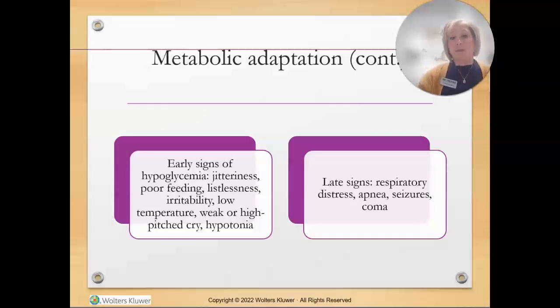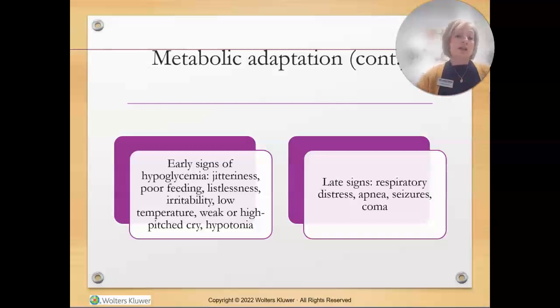Their temperatures are going to be very unstable, and they're going to be low. So the biggest three things that you're going to see: low temperature, difficulty feeding, listlessness, and they're going to have a little bit of jitteriness. Those are the big ones that you're going to want to look at. You might see a high weak pitched cry, but you might not recognize that. You will recognize that triad of those three things: poor feeding, listlessness, and low temperature. Those are the things that we're going to look for.